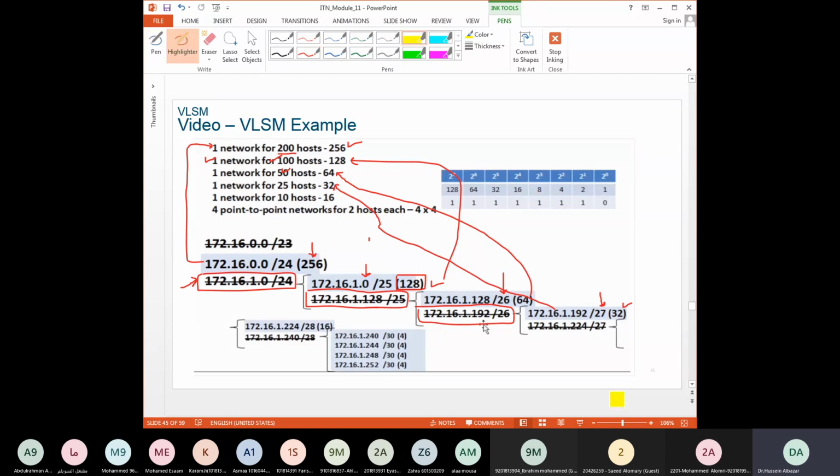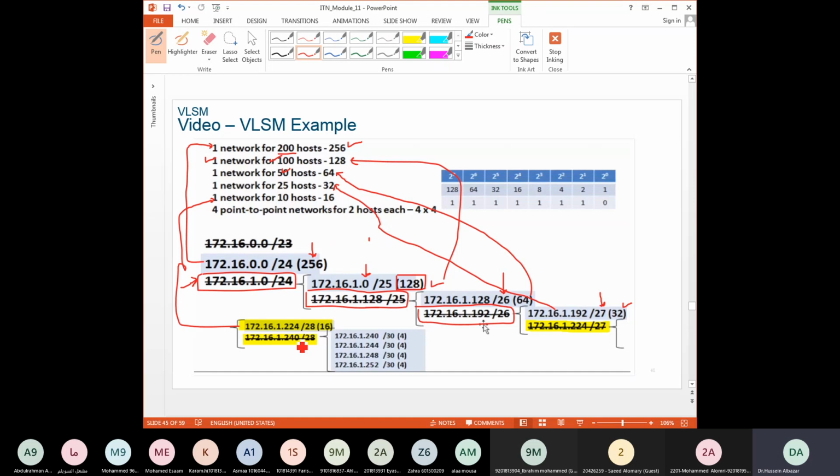And we will take the next subnet and create another two subnets. So what we will have is a /28 prefix, two subnets. The first one will be assigned to this network. Now, which one is remaining? 172.16.1.240. Now we will not subnet it to /29. Why did we decide to subnet it to /30?